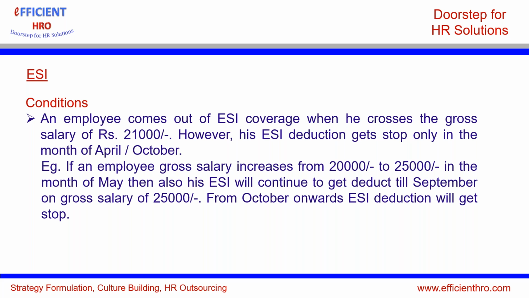From October, the employee will come out of the ESI coverage, but till September his ESI will continue to be deducted on 25,000. And in case he receives more gross salary in terms of incentives, additional bonus, achievement bonus, variable pay or overtime, then ESI deduction will happen even on those components.